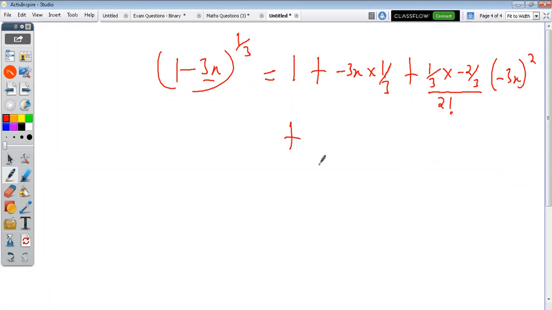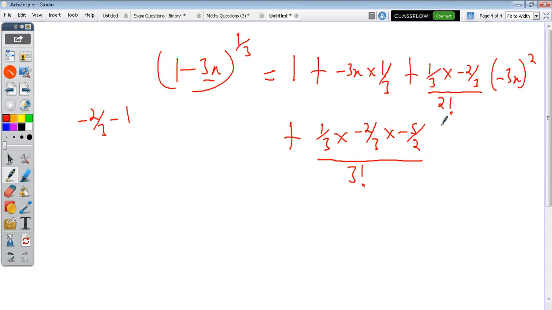Plus, now I want to go to the x cubed term. This 1 over 3 multiplied by negative 2/3. Then you continue subtracting. If you subtract 1 here, what's minus 2 over 3 minus 1? So my calculator, what do you get? You are increasing in the negative direction. You can check your calculator, that should be minus 5 over 3. Divided by 3 factorial. Multiplied by, in brackets, negative 3x to the power of 3. Correct. Minus 5 over 3.